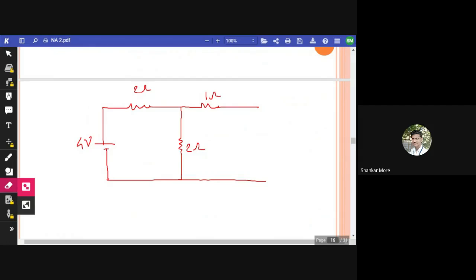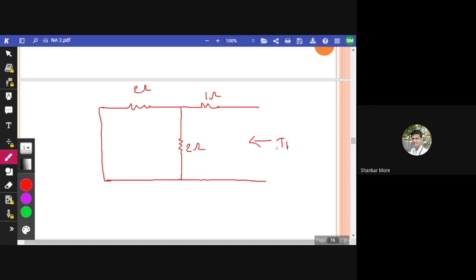What did we say for voltage sources? What are we going to do, guys, short circuit or open circuit for voltage sources? It is short circuit, and for current sources it is open circuit, right? So I will remove this 4-volt source and short circuit these terminals. Now we have to find RTH across these terminals, so RTH calculation will be here.